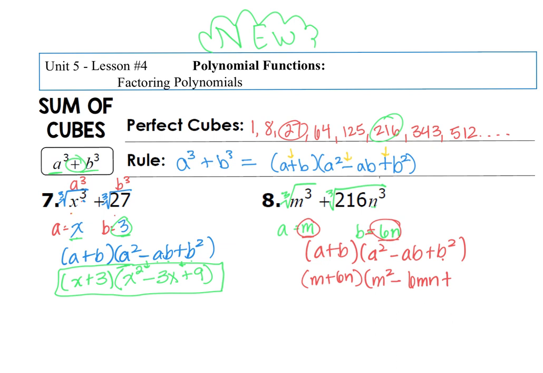b is 6n. So 6n is being squared as a grouping. So square the number and square the variable. 6 squared is 36, and then the n is also squared. So this is fully factored for our sum of cubes. It's m plus 6n times m squared minus 6mn plus 36n squared. And that's all done. Again, I kind of like it. It's almost like filling in a formula by doing this type of factoring.